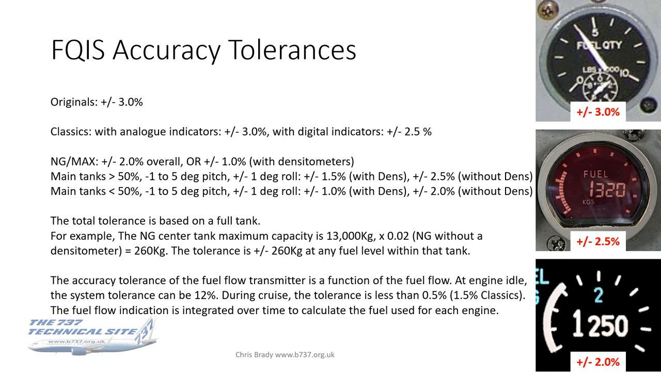The accuracy tolerance of the fuel flow transmitter is a function of the fuel flow. In other words, it's proportional to the fuel flow. So at idle, the system tolerance can be as much as 12%. During the cruise, the tolerance is actually less than 0.5%, or 1.5% on the classics.